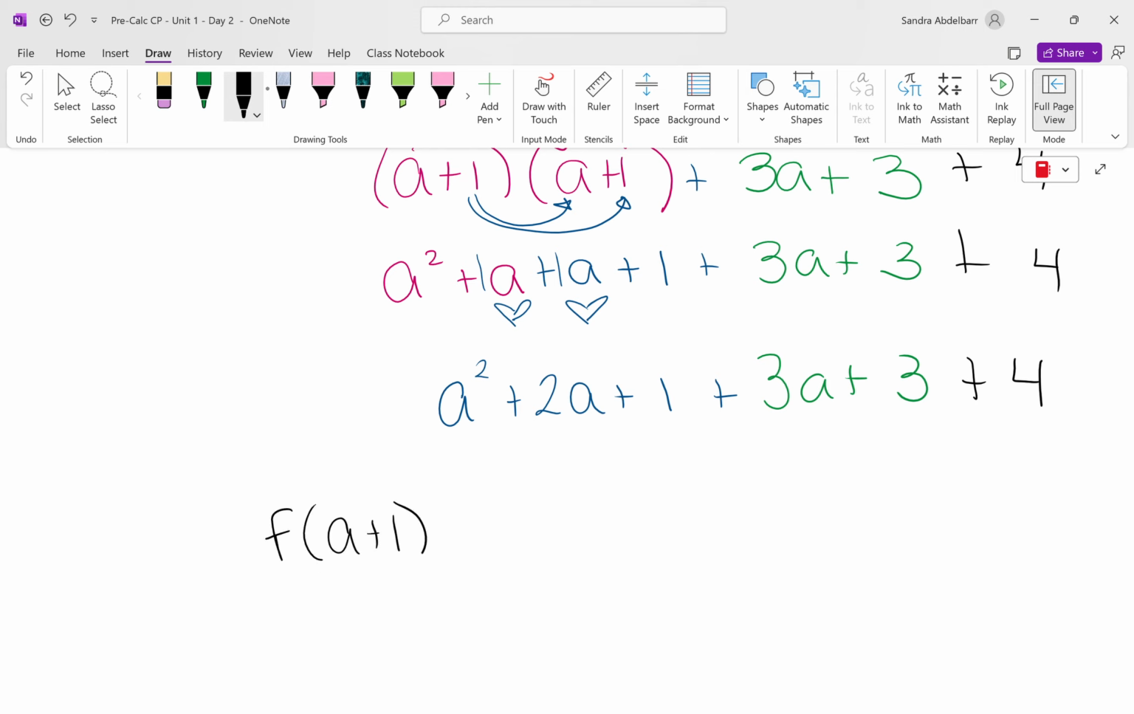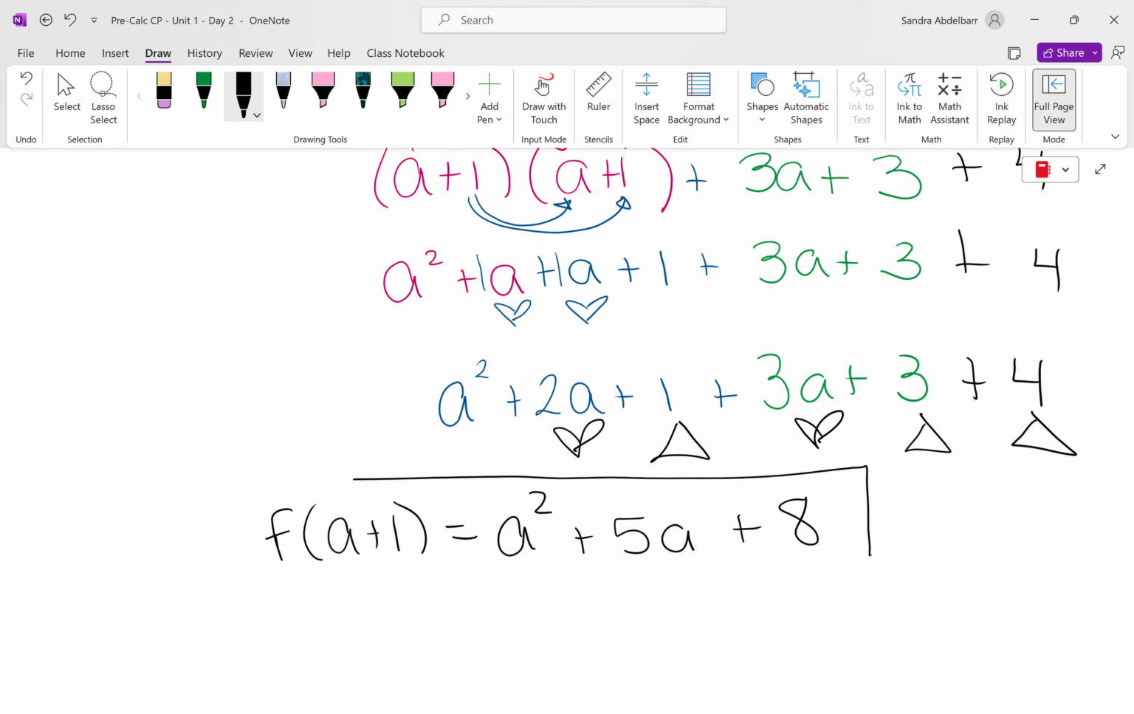So we now know that f of a plus 1 will equal, the a squared has no like terms, but 2a and 3a are like terms. So that gives us a 5a. And 1 and 3 and 4 are all like terms. 1 plus 3 is 4, plus another 4 is 8. So f of a plus 1 is a squared plus 5a plus 8.